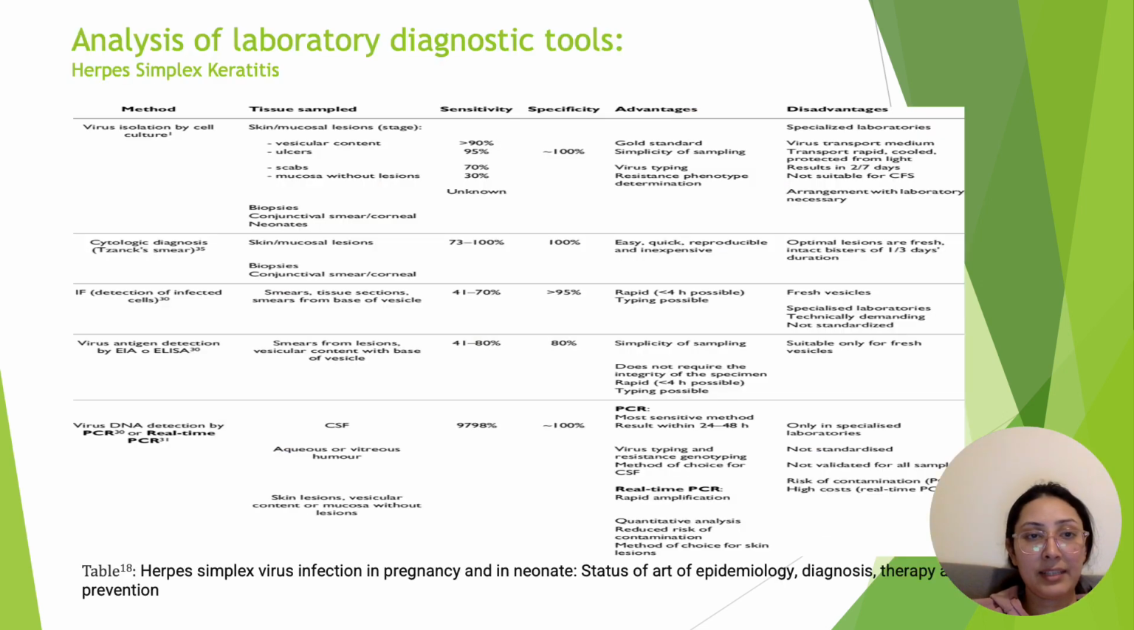For herpes simplex keratitis, by analyzing different laboratory tools, there was high specificity and sensitivity for PCR, and it could also be done within 24 to 48 hours. It was a very good technique for detecting the virus. But the disadvantage or limitation could be that the samples could be contaminated, whereas culture was also a good technique to detect the virus, but it requires special considerations while carrying out or transporting the samples.